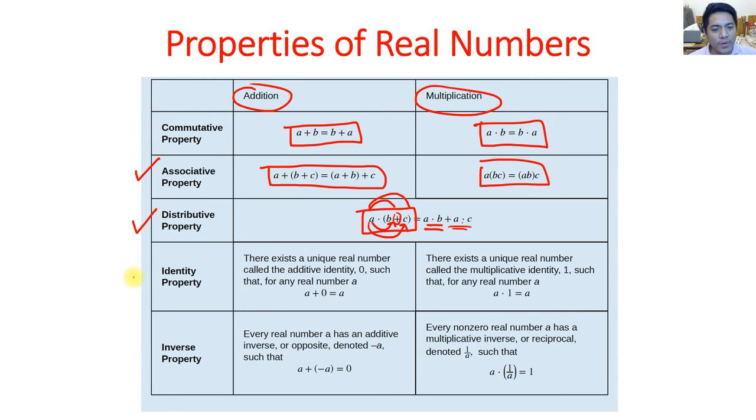We also have what we call the identity property, in which any variable plus 0 is still equal to that variable. And in terms of multiplication, any variable multiplied by 1 is still that variable A. For the inverse property, if we have A and we add it to the negative of A, that means A plus the negative of A, which is A minus A, equals 0. For the inverse property of multiplication, we multiply A by its inverse or reciprocal. The result will be 1.